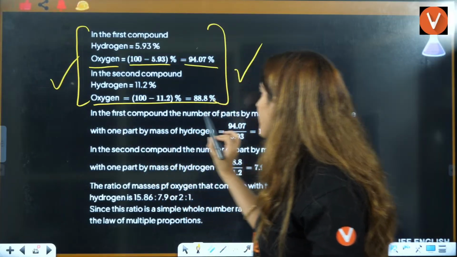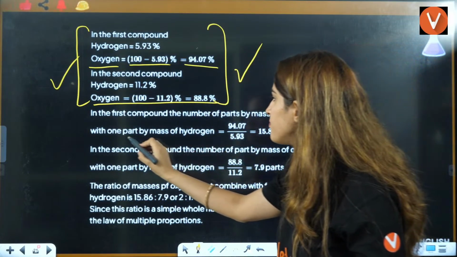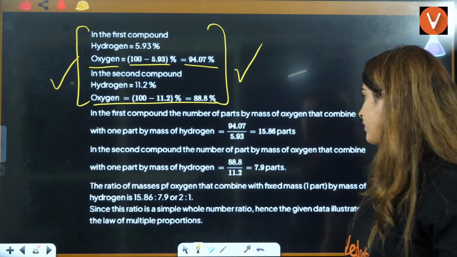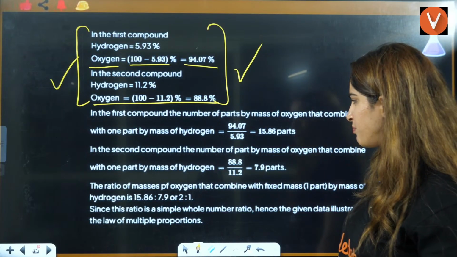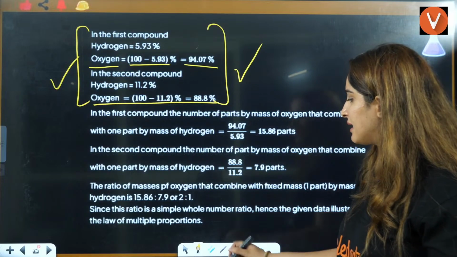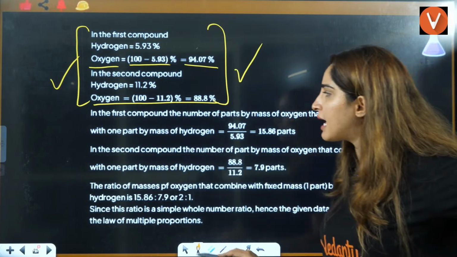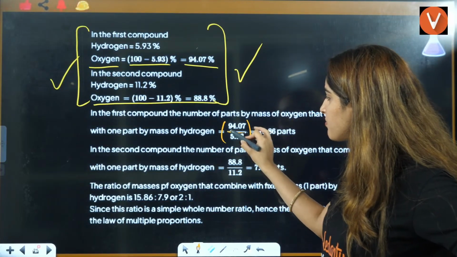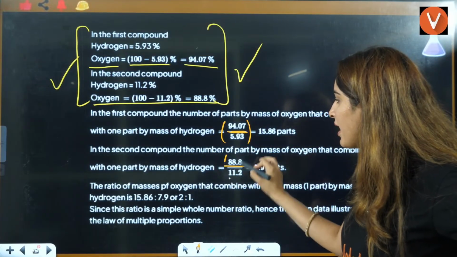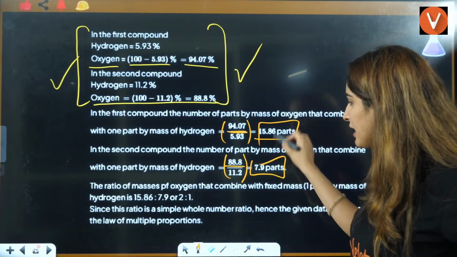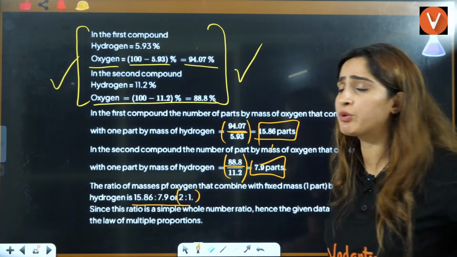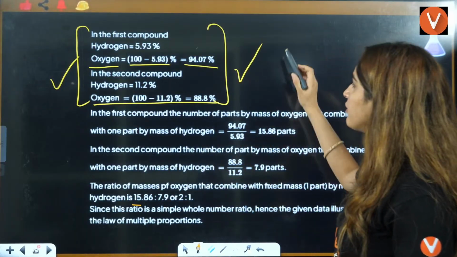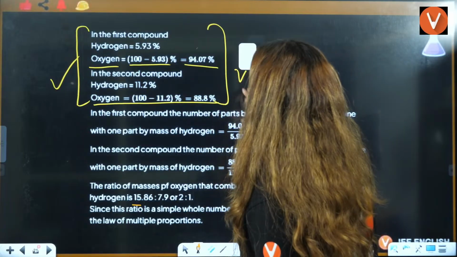So, in the first compound, the number of parts by mass of oxygen combined with 1 part by mass of hydrogen... actually, you don't have to do it this way. Another way is that you can take the ratio of both, that is the mass of oxygen by hydrogen in this compound and also in this one. Then you take the ratio of both of them, and you are going to have it in a simple whole number ratio. I'll just tell you how you can do it.